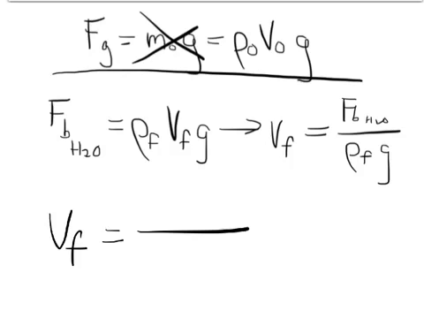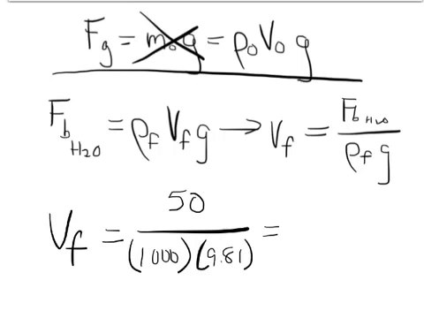All right, let's plug in here. The buoyant force in water is what? 50. Good. The density is 1,000. And this is 9.8. I'm dropping units, obviously. What do you get? Erica? 0.005. Good. Meters per second. Just kidding. It's not velocity, it's volume. Thank you. Common mistake.